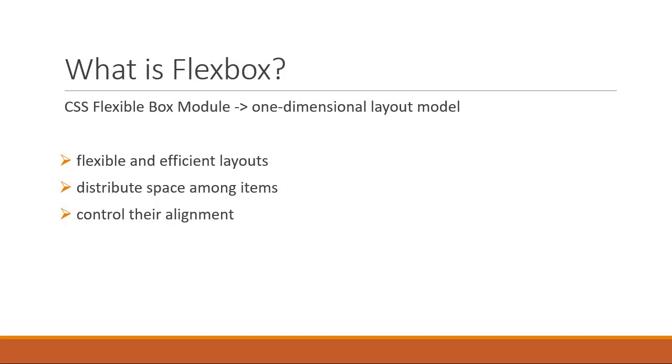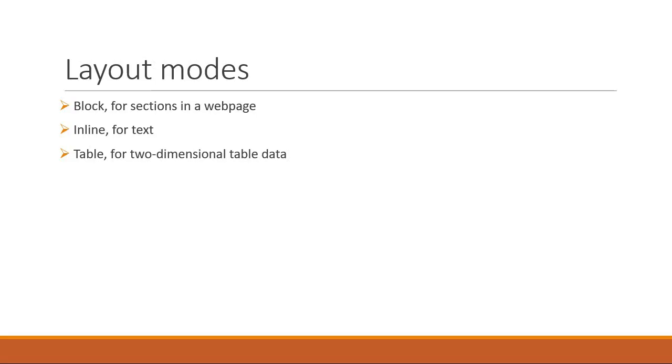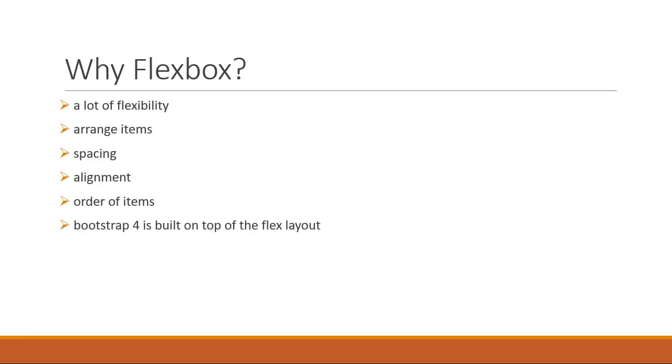container. Now, before Flexbox, there were four layout modes: block for sections in a web page, inline for text, table for two-dimensional table data, and positioned for explicit positioning of an element. But these layouts did not provide enough flexibility. We had to find all kinds of hacks to get the layout just the way we wanted. Working with floats, trying to vertically align the content, trying to create equal height columns, they were kind of a nightmare. The Flex layout, on the other hand, provides a lot of flexibility.